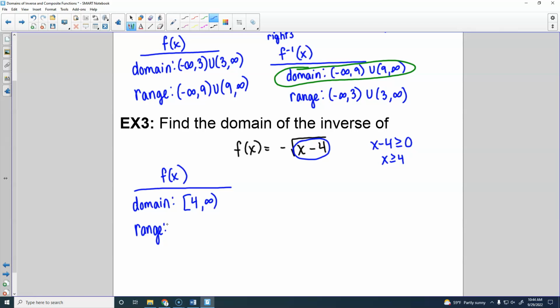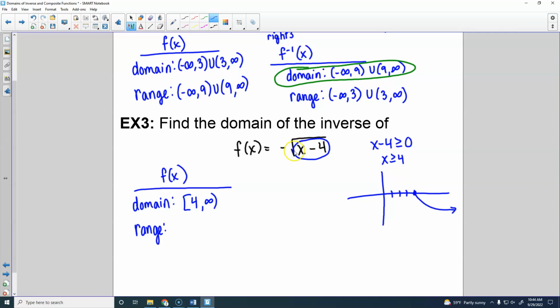It does reflect over the x. Is that going to change? So this is moved to the right 4, and it's flipped upside down. Does that reflection over the x change the domain? It does not. So with square roots, you can always just take what's under the square root, set it greater than or equal to 0.